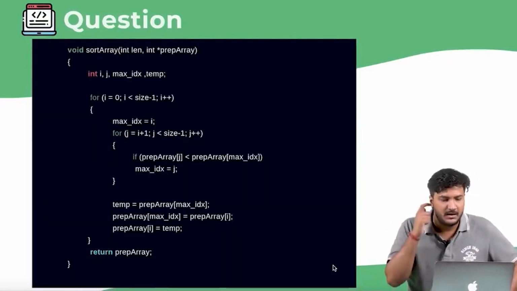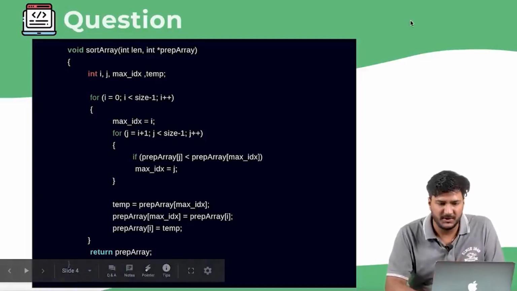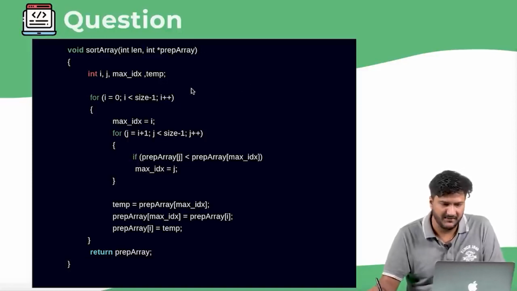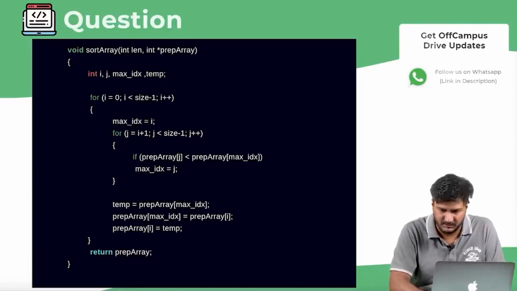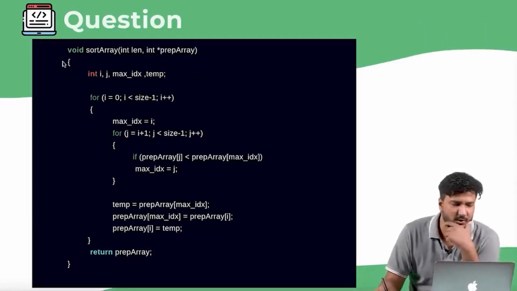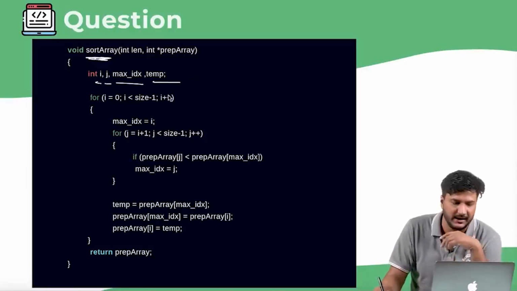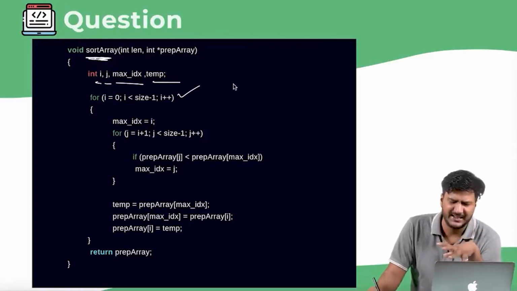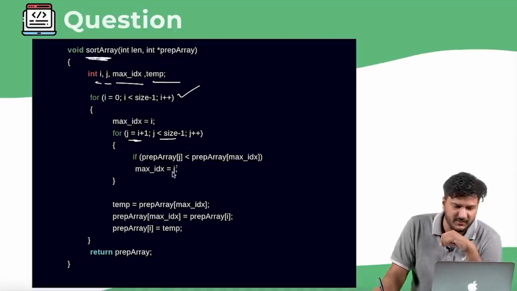So let's begin. Let's have a look at this particular question. Essentially, what do we have here? Let me use a white color so that you can see that properly. In this case, you have the function sortArray, and then you have i, j, maxIndex and temp as a few variables. Then you have one for loop, with maxIndex equal to i, and j equal to i plus 1, and j less than size minus 1, and then you're storing some index.